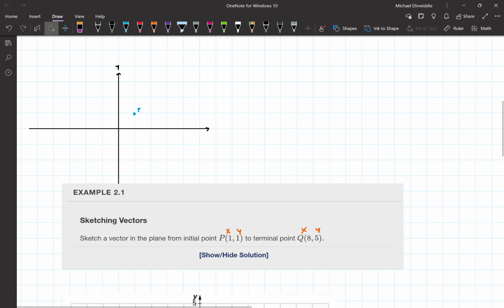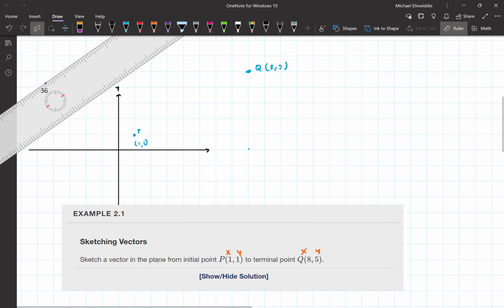But then let's go ahead and just write all this out. So here's P at point 1, 1, which I just went over 1, up 1, and then terminal point 8, 5. So let's go starting from 0. We always start at the origin. We're going to go 1, 2, 3, 4, 5, 6, 7, 8. This is 8 in the x direction, and then 1, 2, 3, 4, 5 in the y direction. So here's Q at 8, 5.